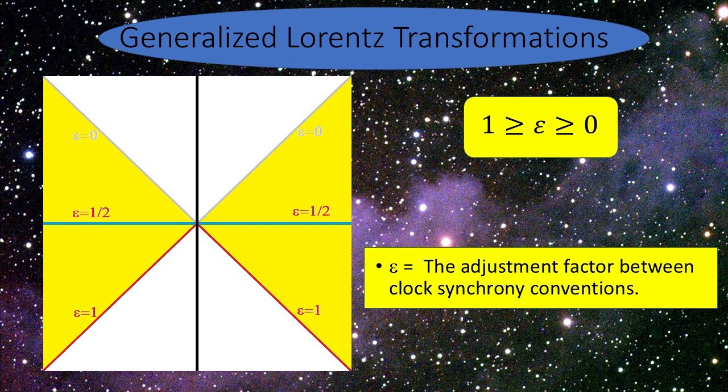The key to these clock synchrony conventions is the adjustment factor, epsilon, which can have a value from 0 to 1. It covers the entire range from the surface of the past light cone to the surface of the future light cone. This yellow area not only represents the range that can be considered now, but also based on the shift resulting from different frames of reference. That means that there is nothing here outside the realm of standard relativity.